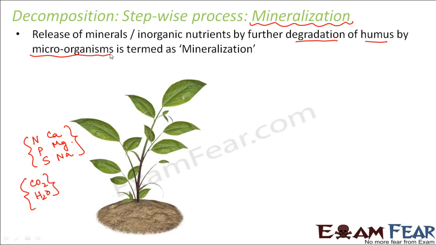so that they can give rise to the inorganic nutrients. So if you look at the entire process of decomposition, we started with organic complex matter, which was in the form of dead plant or animal remains. So from that organic complex matter, you finally reached to inorganic nutrients in the form of minerals. So this is how the entire process of decomposition takes place.